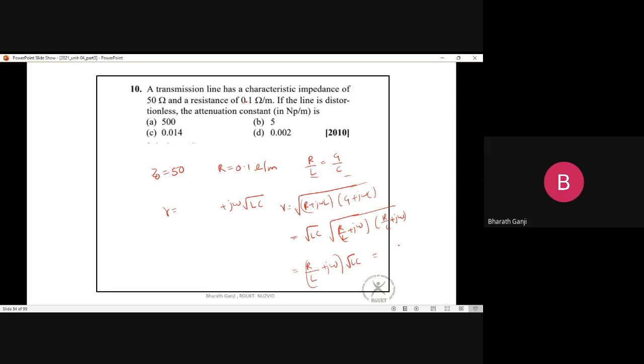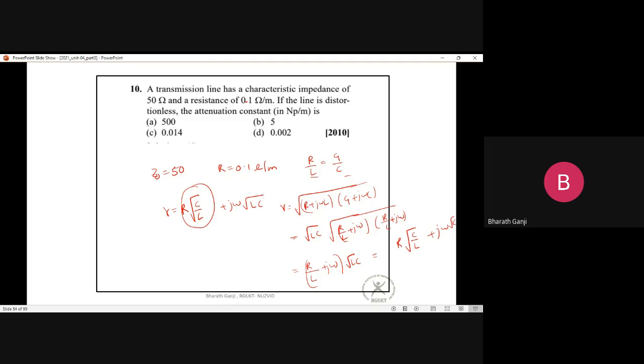So this is nothing but R into square root of C by L plus j omega square root of LC. So the alpha value is R times square root of C by L. To get the answer for alpha, all I need to find is R times square root of C by L.